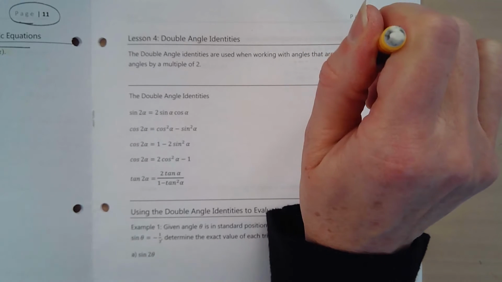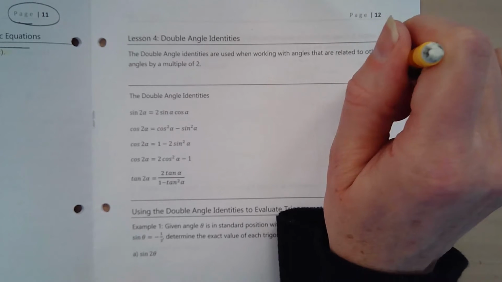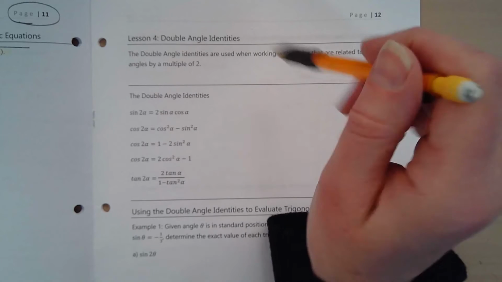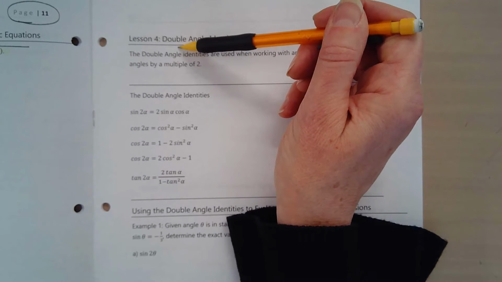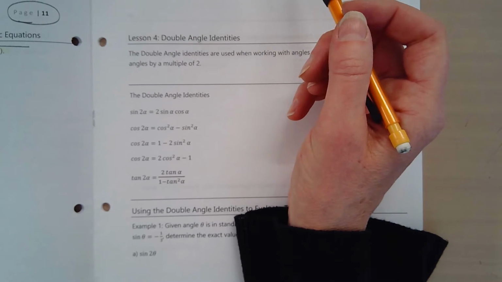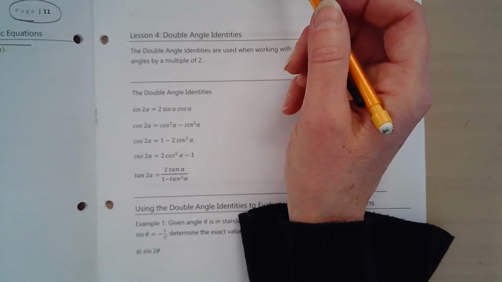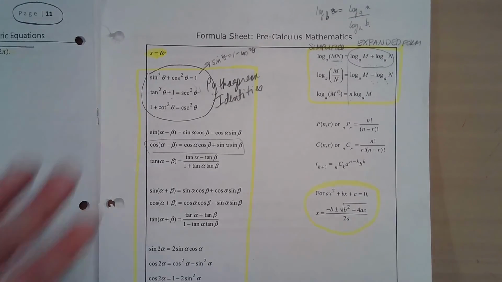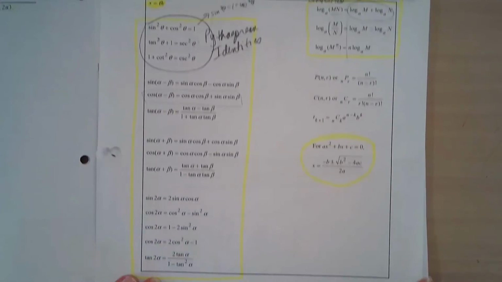The double angle identities are used when working with angles that are related to others by a multiple of 2. That's why they're called the double. So you can see the word 2 in the identities. And that's the last set of identities that we're going to talk about. And basically, that covers this whole left-hand side of your formula sheet, right?